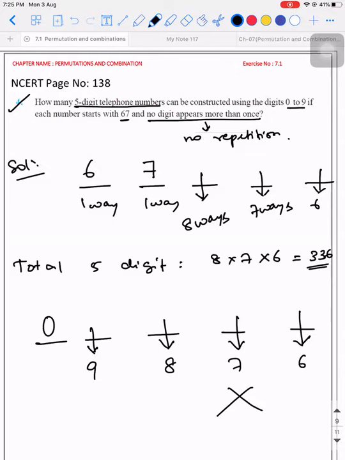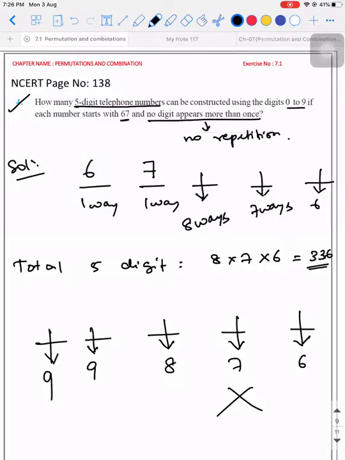No, sir. See, this is the point you need to be very careful. If I put a 0 here, it will become a 4-digit telephone number. So 0 should not be put in the first place. So 0 should not be put here, which means it is 9. Since excluding 0, you would have put any one of the non-zero digits in the first place.